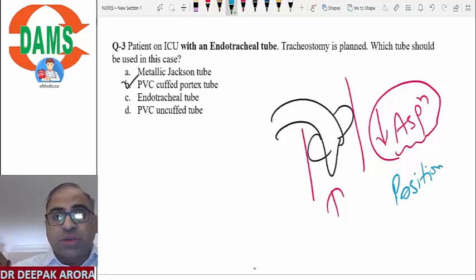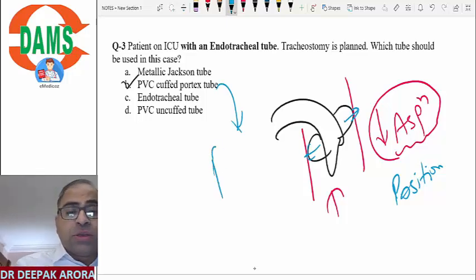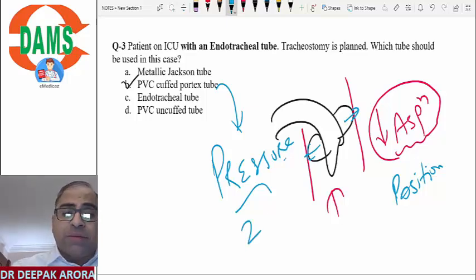What is the drawback? I'm confident you must be aware. Pressure necrosis on the trachea. So the only drawback of this tube is pressure necrosis of the trachea. Therefore, we always give low pressure, high volume in these patients. How frequently should we deflate the cuff? Every 5 minutes, too early. Important MCQ for the upcoming examination.